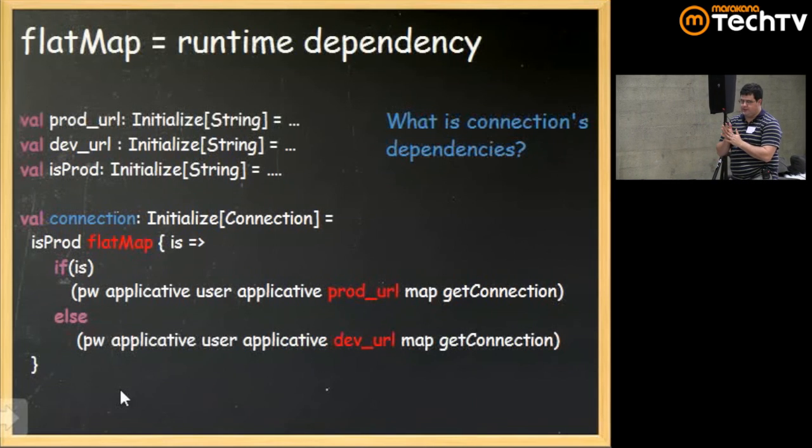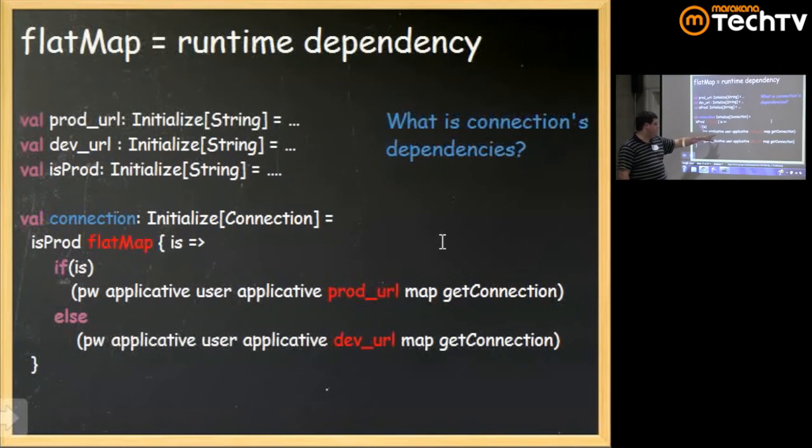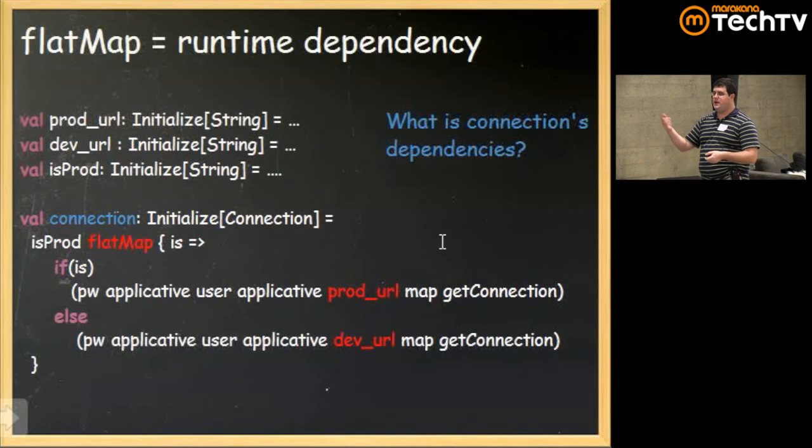Right. So flatMap is runtime dependency. Yeah. So here's a fun one. Inside of flatMap, right, I can write an isprod, and I can return one value of an option or another, depending on this isprod. And there's no way for me to know what the dependency for the connection initialize is without knowing what isprod is, right? If I run that function with isprod as true, or as, yeah, this should be a Boolean, sorry.